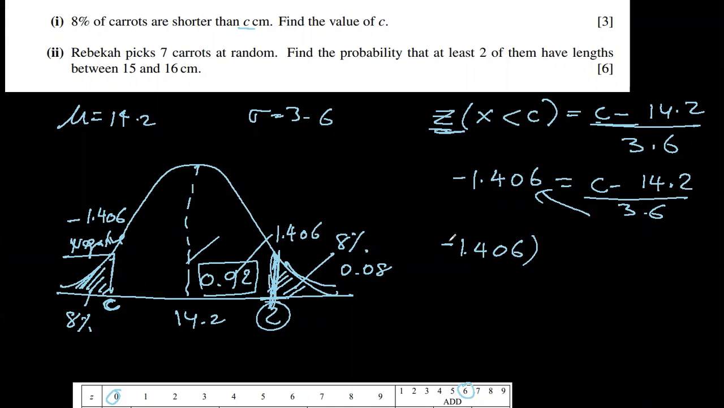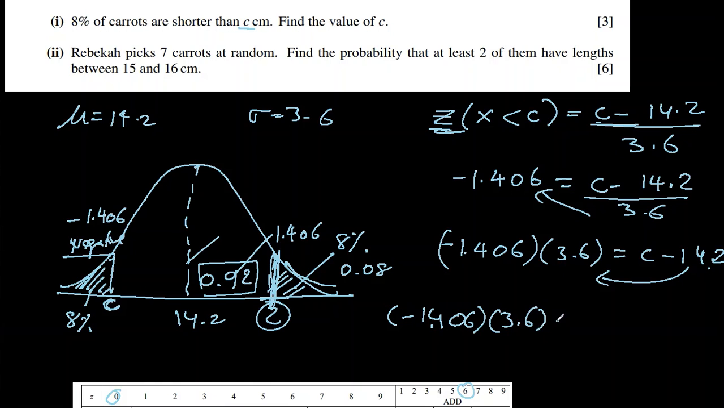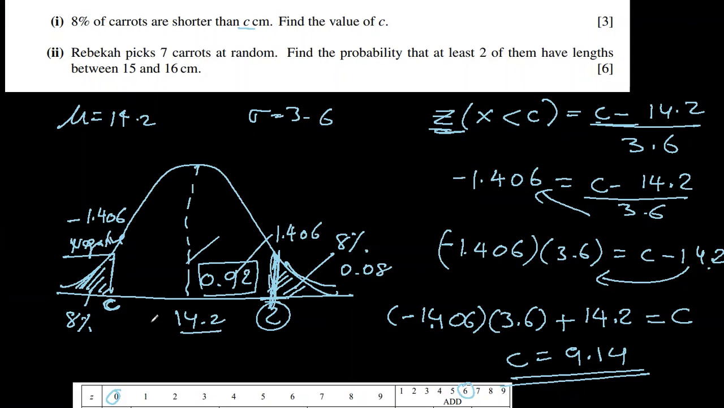Minus 1.406 multiplied by 3.6 equal to C minus 14.2. And if I bring this 14.2 to the left side, what does it become? Minus 1.406 multiplied by 3.6 plus 14.2 is C. And if I carry out the calculations, my calculator gives me 9.14. The value of C is 9.14, which makes sense. It is less than 14.2. It is quite less than that. So this is the answer.